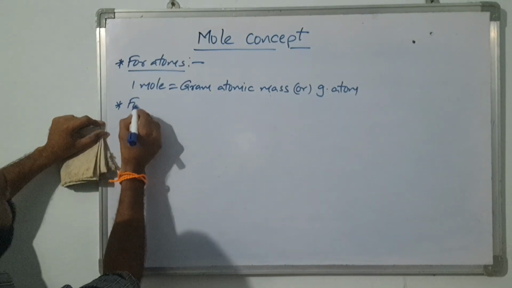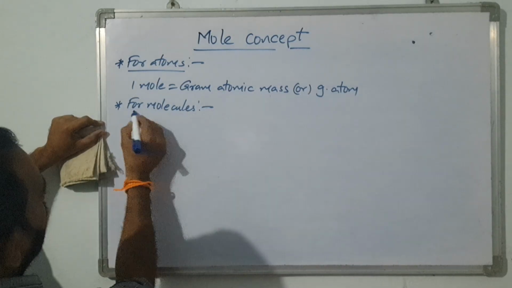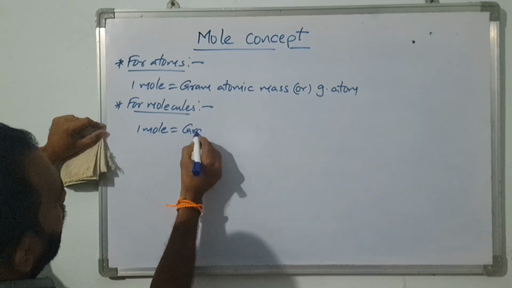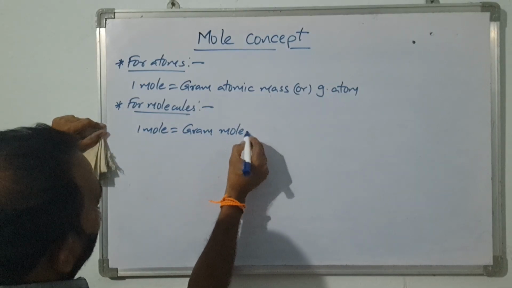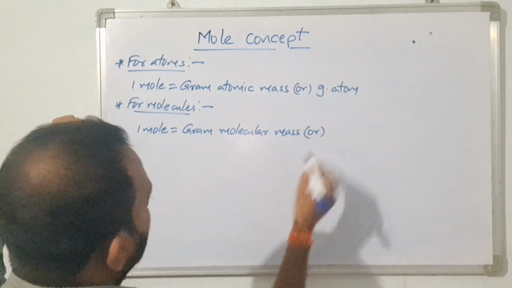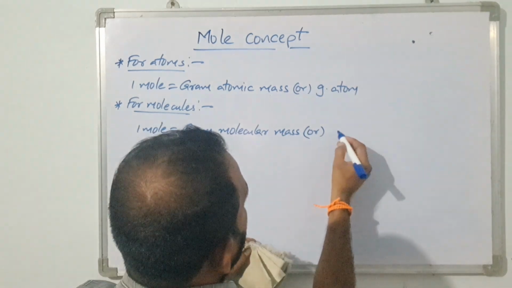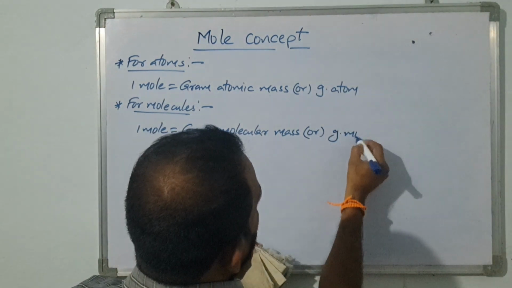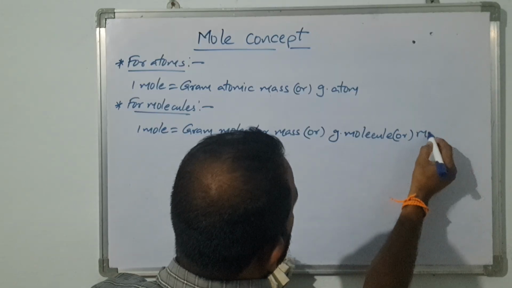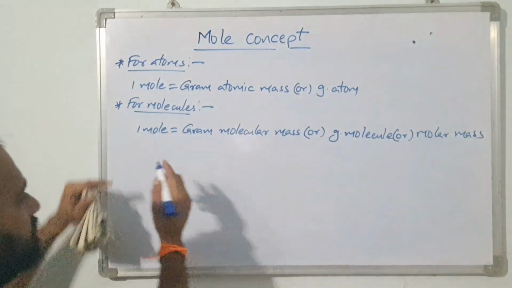As well as for molecules, 1 mole is equal to its gram molecular weight or gram molecular mass or gram molecule or molar mass. Understood, children? Let's see some examples.